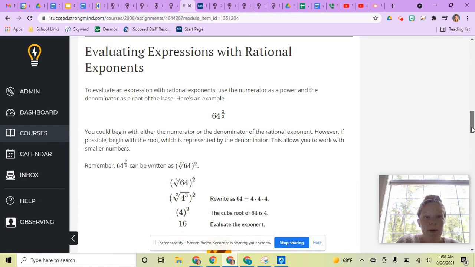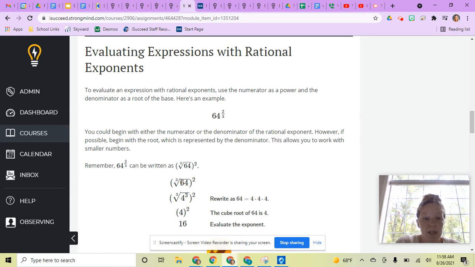Okay. So, evaluating expressions with rational exponents. To evaluate an expression with rational exponents, use the numerator as a power and the denominator as the root of the base. Here's an example: 64 to the 2/3 power. We're going to rewrite it using radicals so that we can actually evaluate that number. 64 to the 2/3 can be written as the cube root of 64 to the 2nd power.